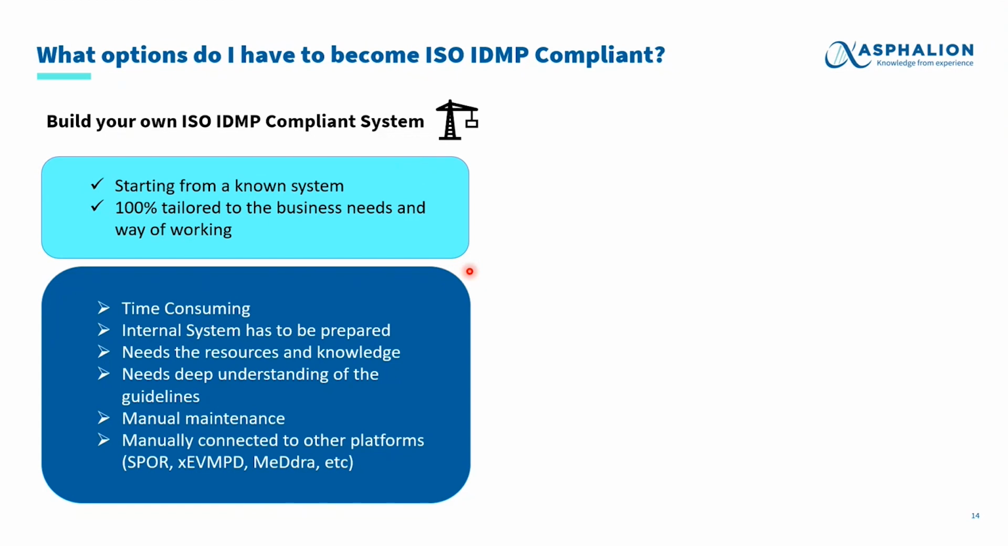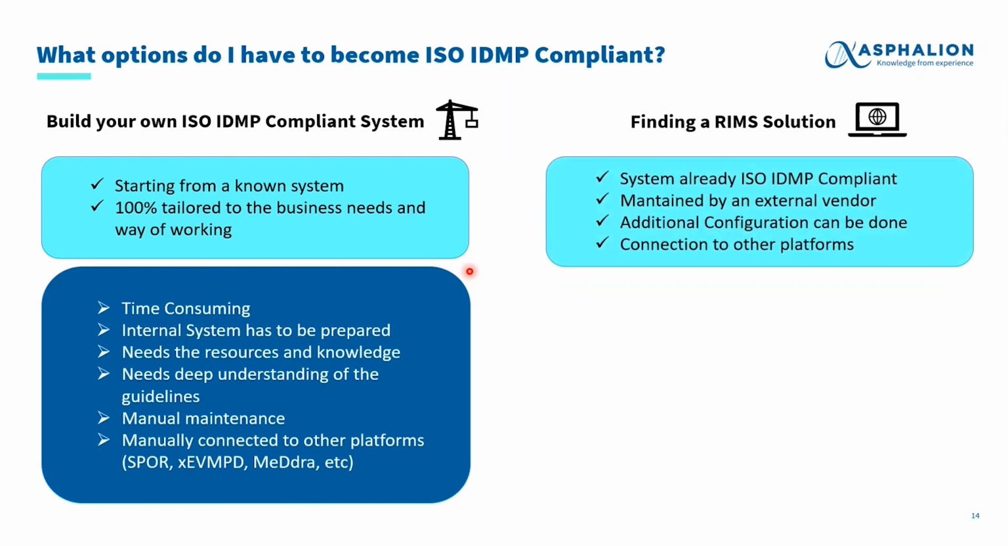Then, the other option is finding yourself a RIMS solution. RIMS are regulatory information management systems, software specialized for storing regulatory data. So, what are the advantages of finding a RIMS solution? Well, you will already have a system that is ISO IDMP compliant. So all the worries of, oh, I have to think of the data model, how will I do it, you can forget about that. It's already there. Fantastic. No problem.